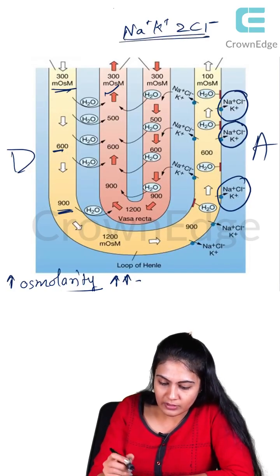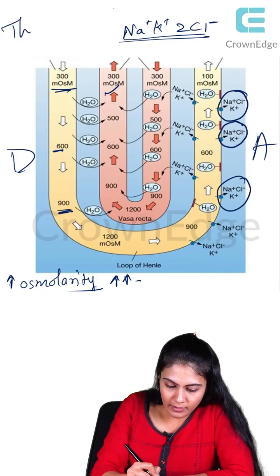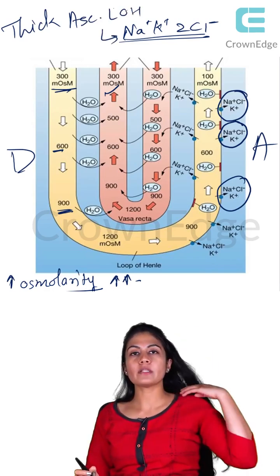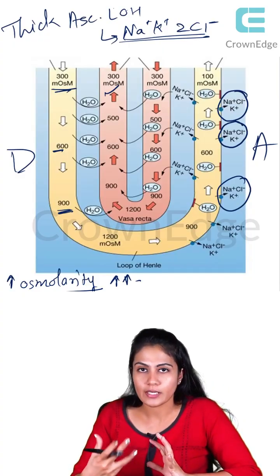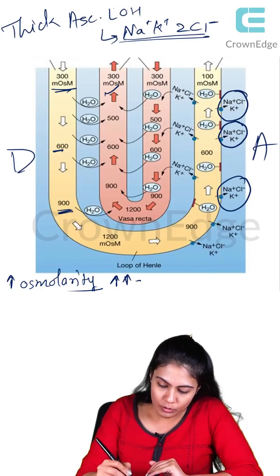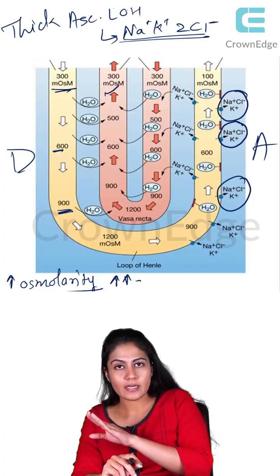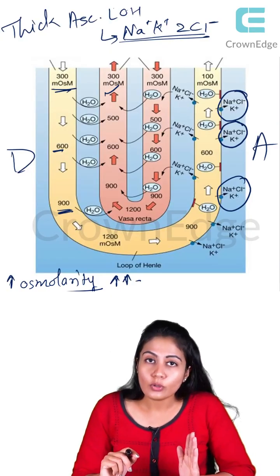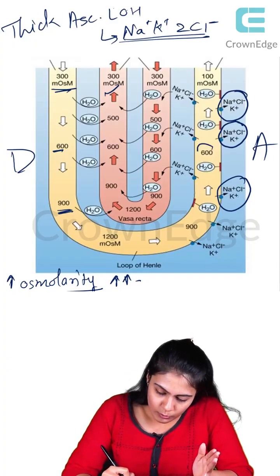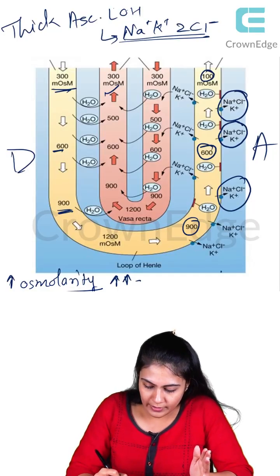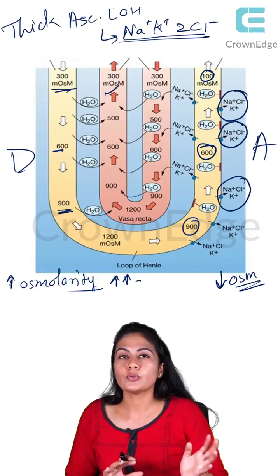Especially the thick ascending loop of Henle has this channel. So what happens? More and more solutes are getting reabsorbed. So what will happen to the osmolarity? You can see the water is not getting reabsorbed in the ascending limb, but the solutes are getting reabsorbed. So again the osmolarity will decrease. As you go up, the osmolarity decreases. So these two things are opposite.